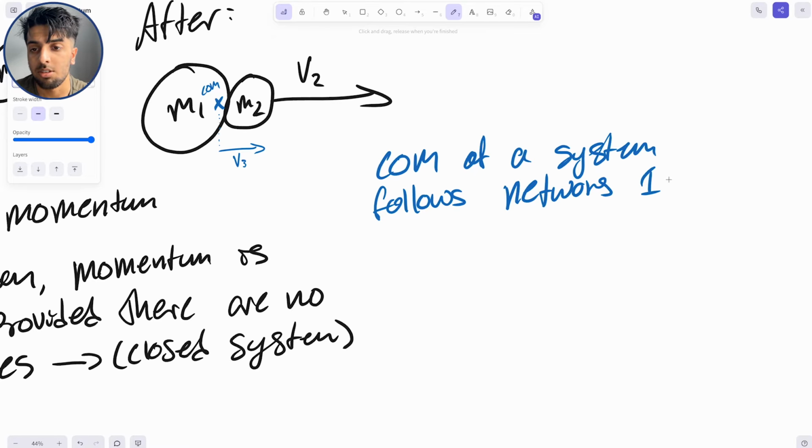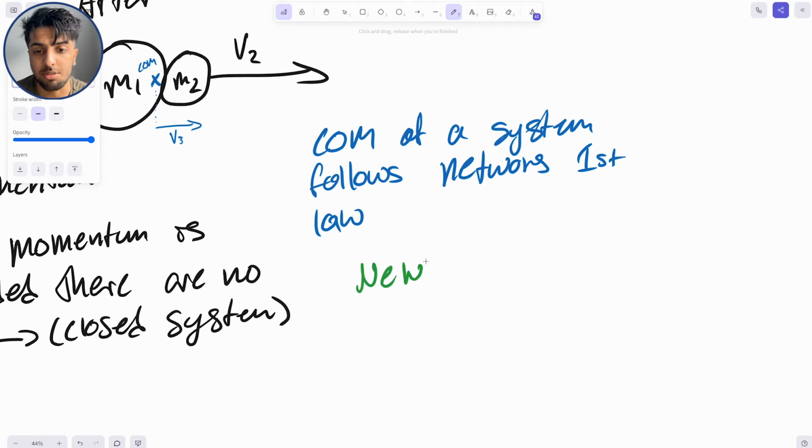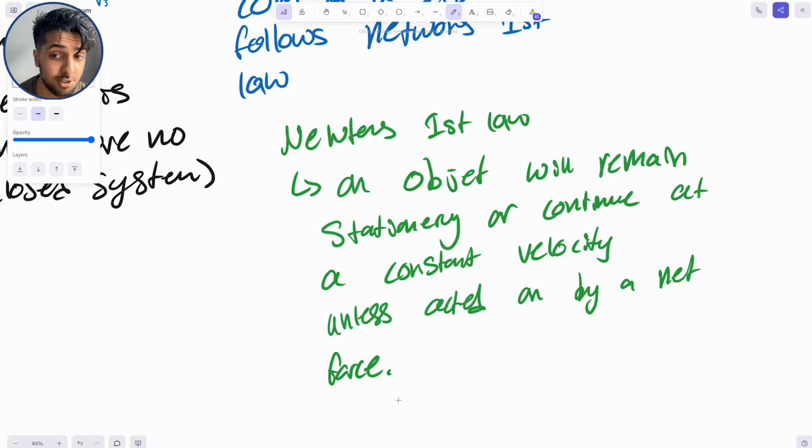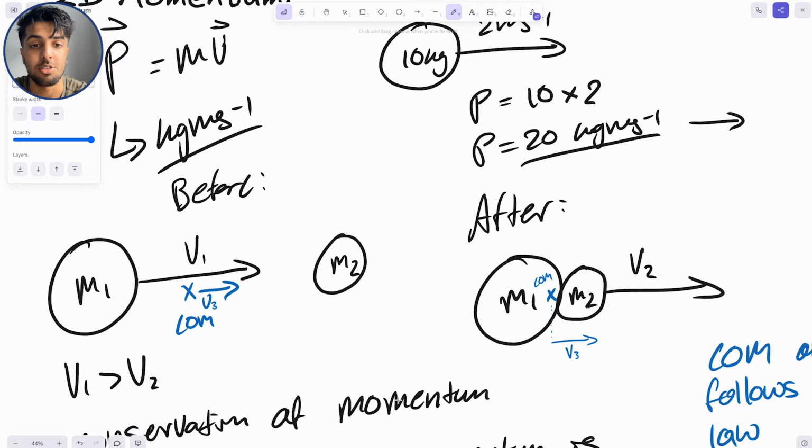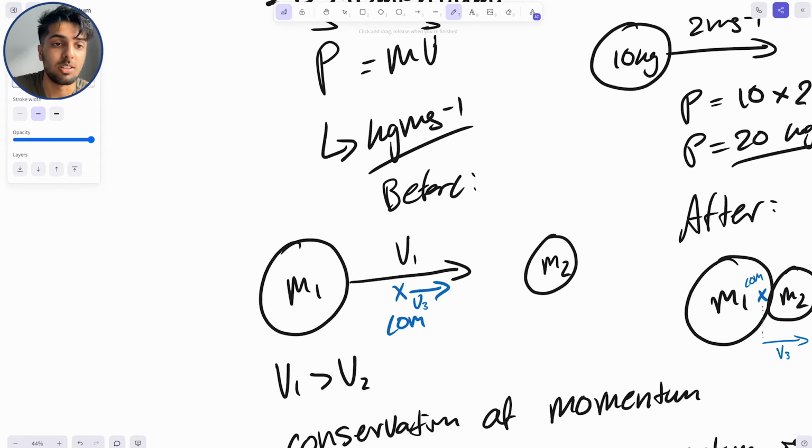Newton's first law, right? And just to recap, Newton's first law is an object will either remain stationary or continue at a constant velocity unless acted on by a net force. And so we know if there is a net force present, then there must be acceleration due to Newton's second law, which is a equals F over m. So that is all of level 2, right?